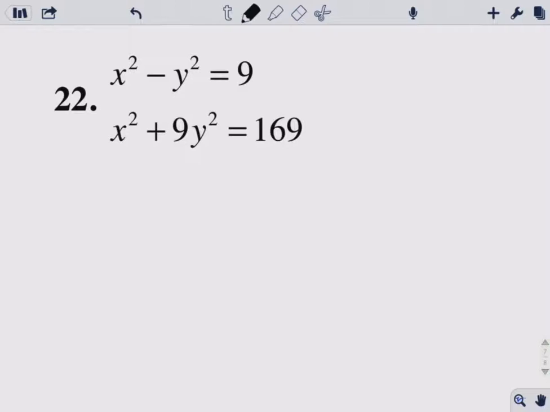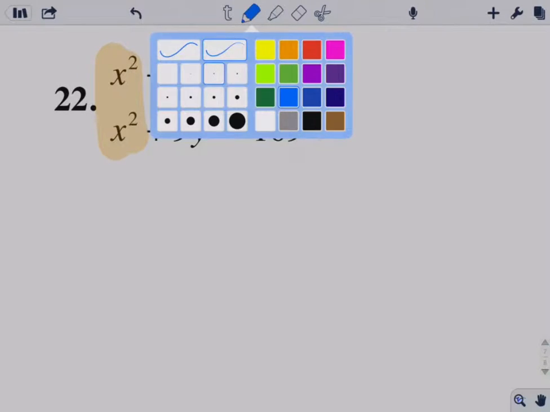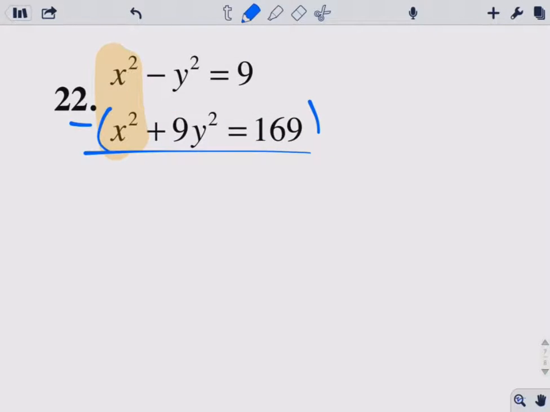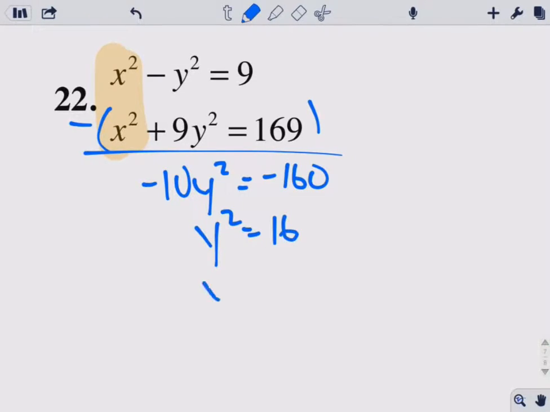All right, and let's look at 22. Okay, 22. If I subtract, the x squareds will eliminate. So let's do that. I'll subtract. Okay, and so I'll get negative 10y squared is equal to negative 160. And I get y squared is equal to 16, or y is equal to positive negative 4.